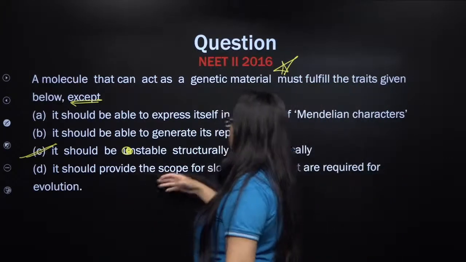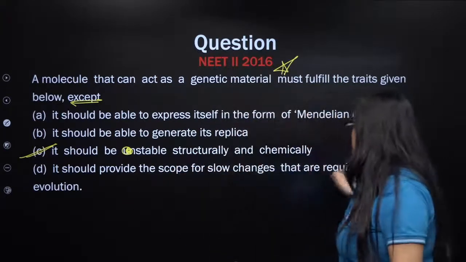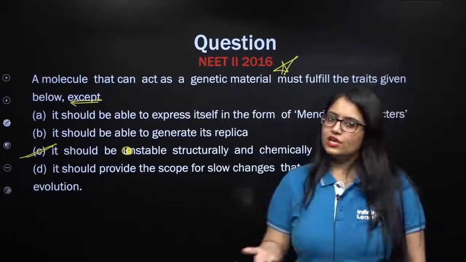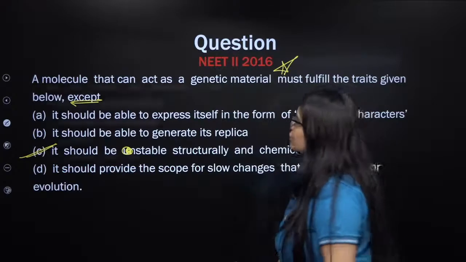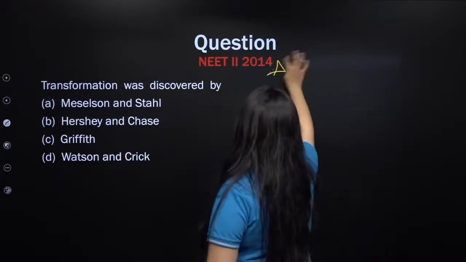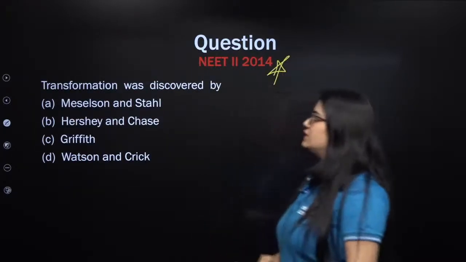It should be able to provide the scope for slow changes that are required for evolution. This is equally valid for DNA as well as RNA. That's right. Next question. This was asked in phase 2, 2014.